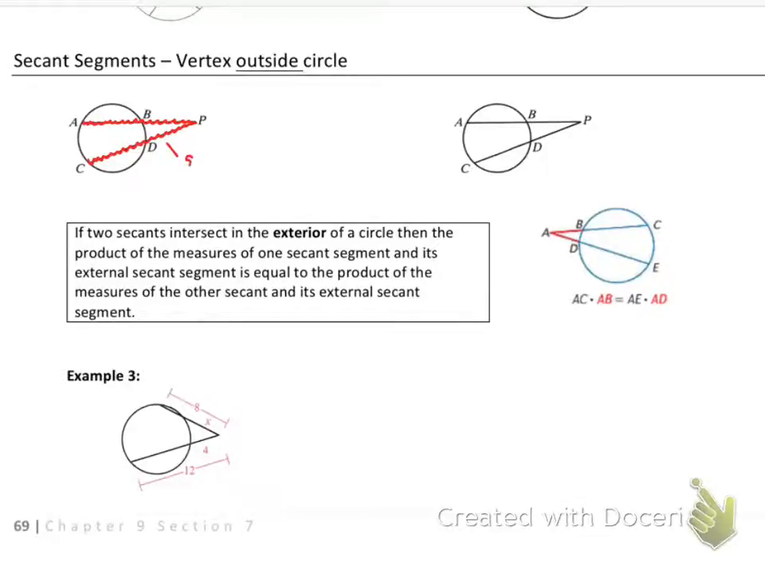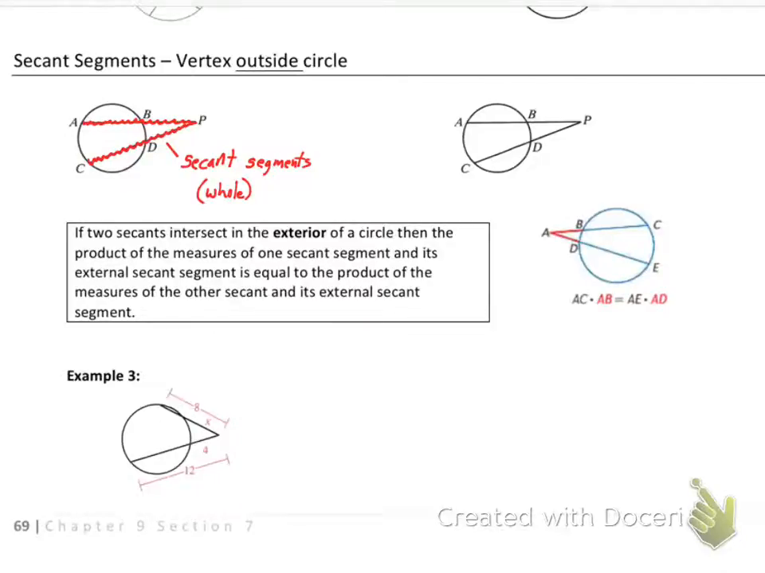These are called secant segments. But I'm going to affectionately call it the whole. That is that whole length. This is the whole length I care about, from the back end to where they intersect. I'm going to call that the whole.